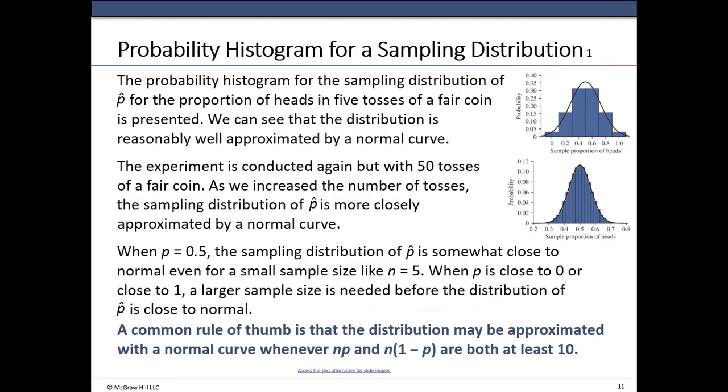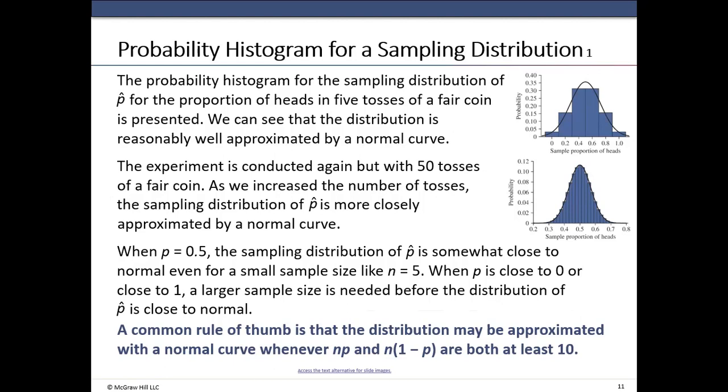A common rule of thumb is that the distribution may be approximated with a normal curve when n times p and n times 1 minus p are both at least 10, okay? So, I'm tossing the coin 5 times, okay? My p is 0.5. 5 times 0.5 is 2.5. That is not greater than 10. That's why the first curve on the top is not a well-looking bell-shaped curve.